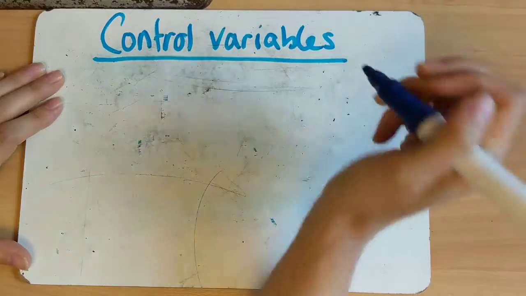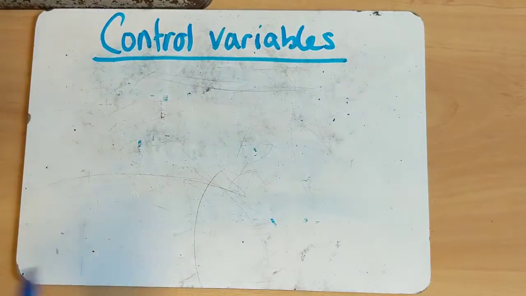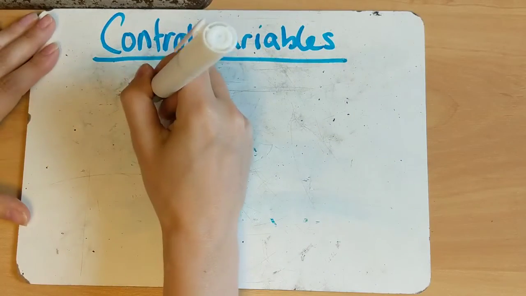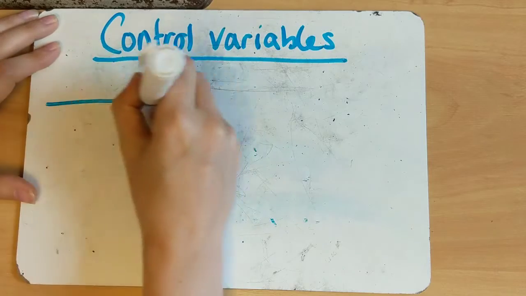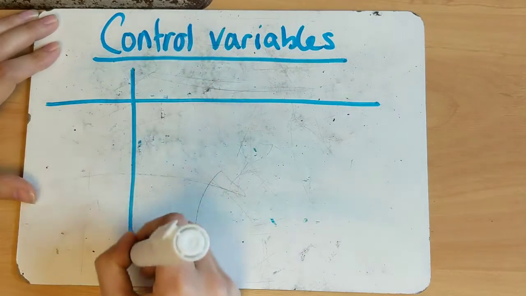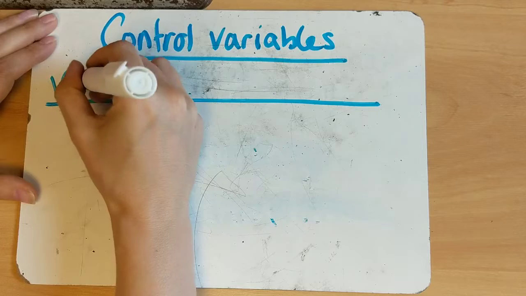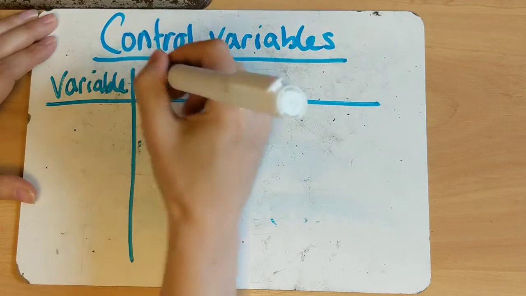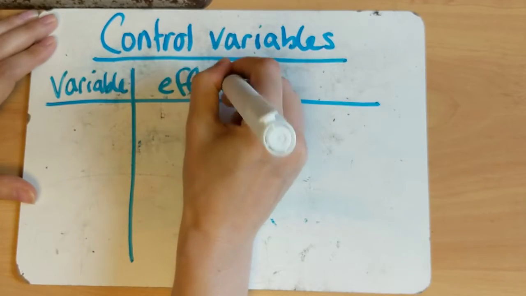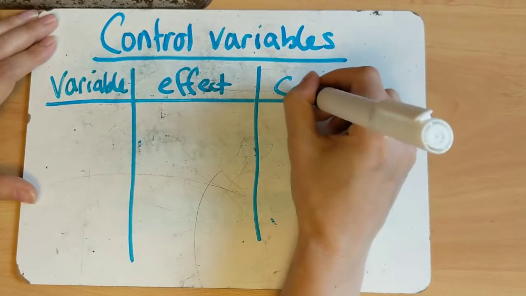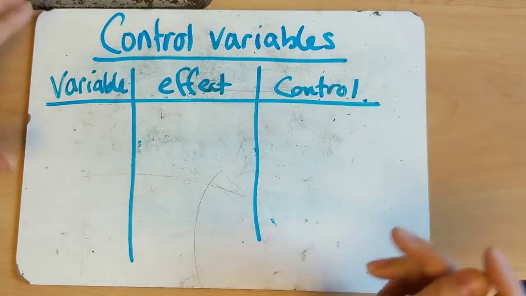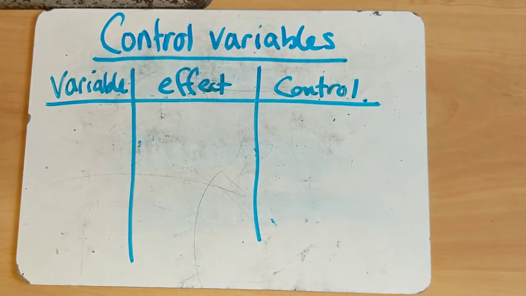So, can you get a green pen and a ruler, and you need to redraw a table in your book that looks like this. So you can have variable, effect, control. When you're doing your control variables, you need to make sure that you say what could change, what effect it would have if you didn't control it, and how you control it.